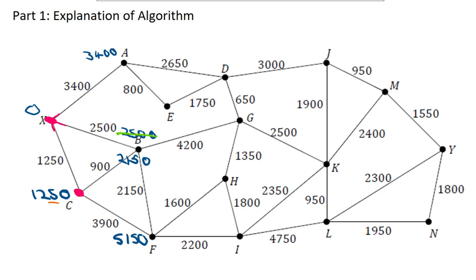So from B to G is 6,350. And from B to F gives us 4,250. And B is now visited because we have looked at every single node that's connected to B. And we see at the bottom at node F that 5150 is no longer relevant because there's a better way to get to F. You don't go XCF, you go XEBF.